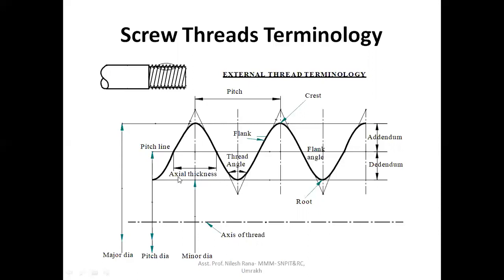Okay, this is the axial thickness, right? Or we can say the coiled thickness of the screw thread, right? And this is the flank angle, right? This is the addendum and this is the dedendum, right? And this is the crest value and this is the root value. And this is called the pitch. Okay, friends, we will see in detail the screw thread terminology.